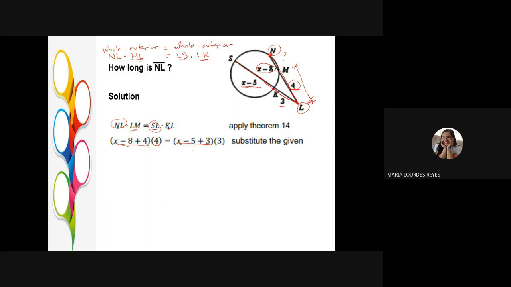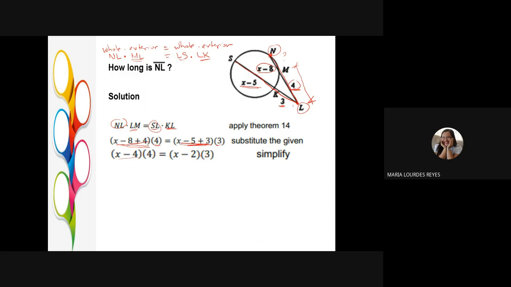What about the KL? KL is outside the circle. So that's 3. Okay? So what will happen next? We simplify. How did this x minus 4 happen? The negative 8 and the positive 4 were combined. Different signs, subtract, copy the sign of the bigger number. Bring down x. This one, why did it become x minus 2? So negative 5 plus 3. Different signs, subtract, copy the sign of the bigger number.